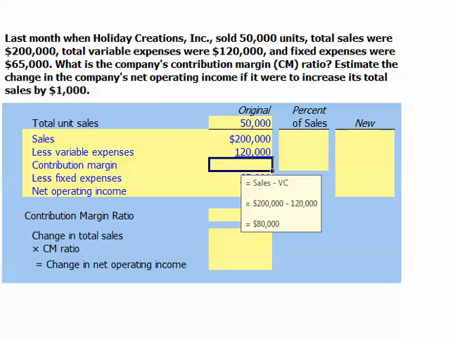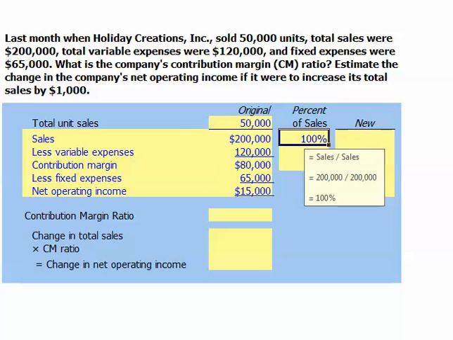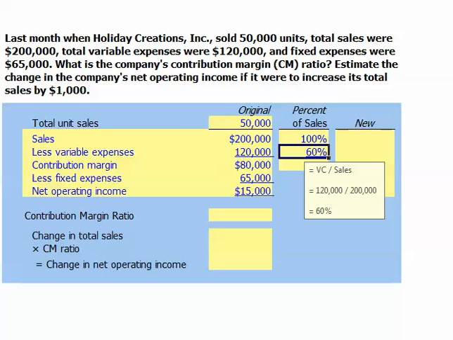Our contribution margin is our sales minus our variable cost, which will be $80,000. Once we subtract our fixed cost of $65,000, we're left with a total net operating income of $15,000. Let's now calculate our sales and variable cost and contribution margin as a percentage of sales. Sales is always 100%. We just simply take sales and divide it by sales. Our variable expenses as a percentage of sales are 60%. That's the $120,000 in variable cost divided by $200,000 in sales.